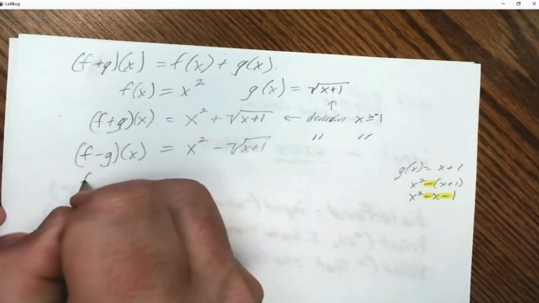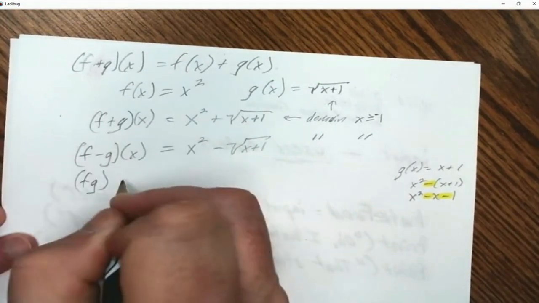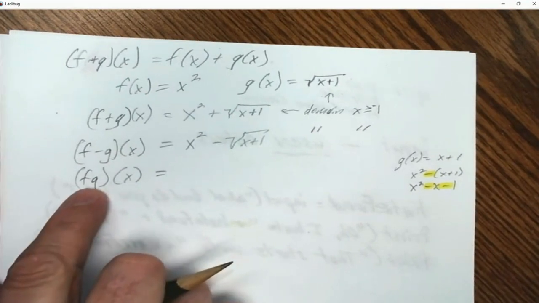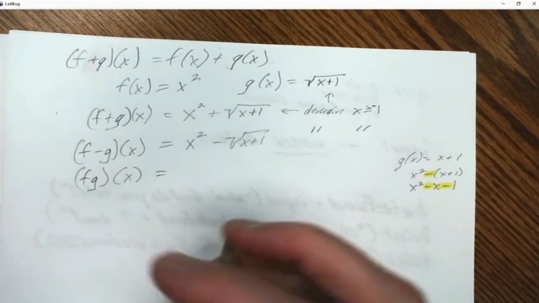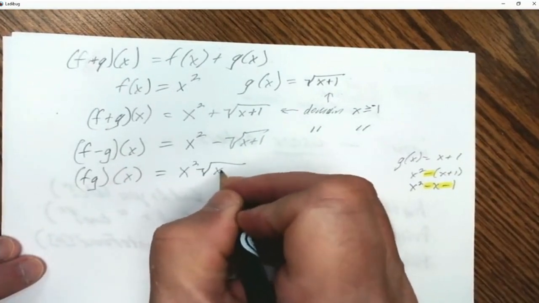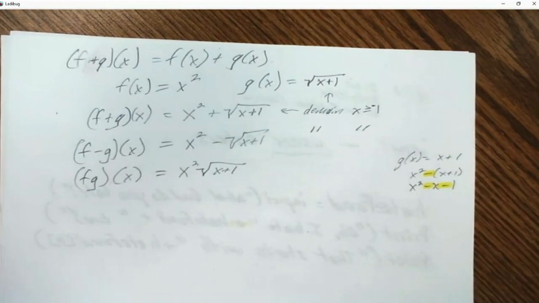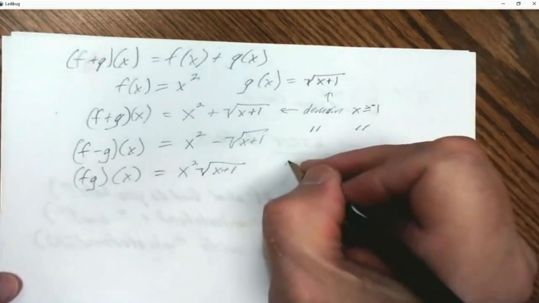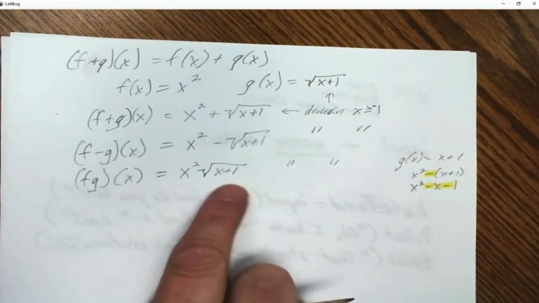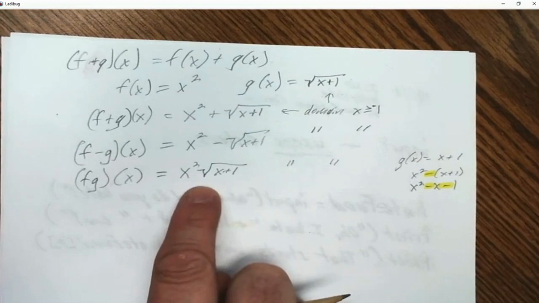So let's go back to here. All right, now how about fg of x? fg is when you multiply together, right? So we're going to take x squared times the square root of x plus 1. And it has the same domain restrictions. x has to be greater than or equal to negative 1. That's as simplified as it can get. We can't simplify that any further. So that's just what it ends up.